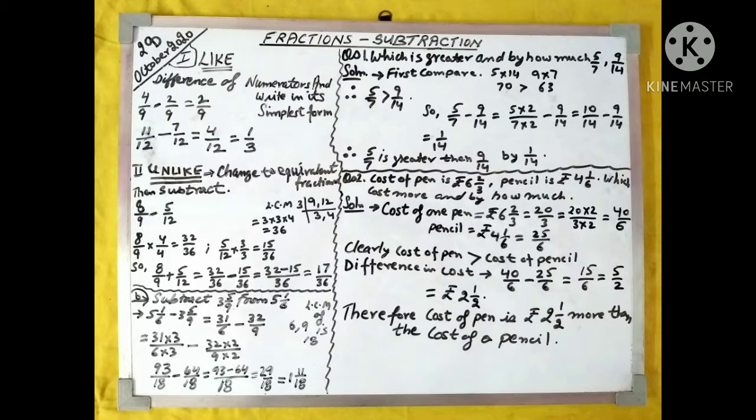Then, in order to perform the subtraction between unlike fractions, we change the given fractions into equivalent like fractions and then subtract as shown in the examples. We have 8 by 9 minus 5 by 12. If we take the LCM of 9 and 12, we get the LCM as 36. So we write 8 by 9 is equal to 32 by 36 and 5 by 12 is equal to 15 by 36. So when we subtract, we get 32 by 36 minus 15 by 36, that is finally we get 17 by 36. See the next one, very important.